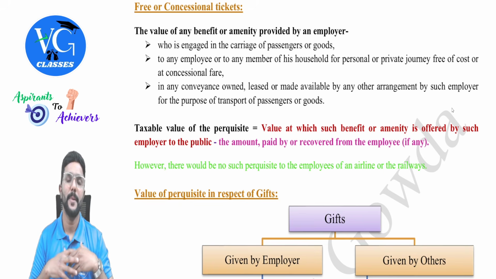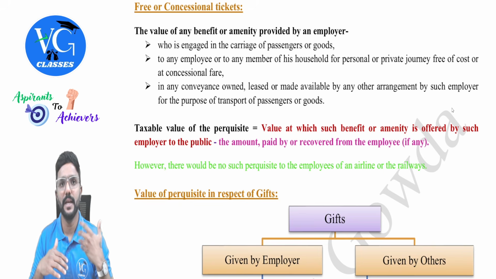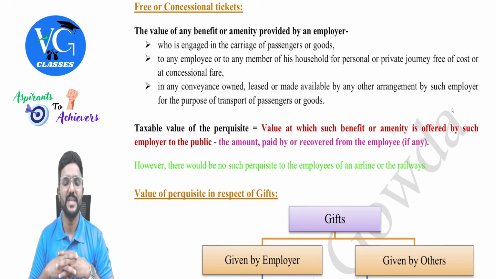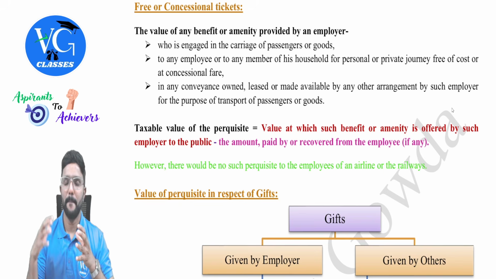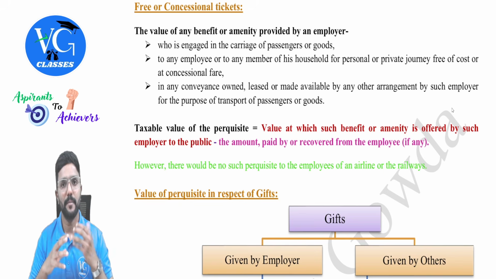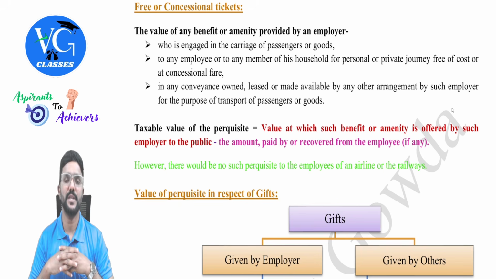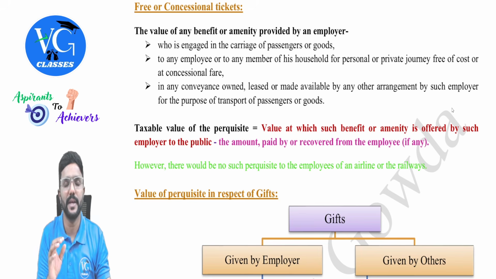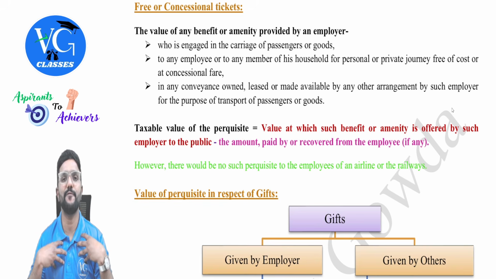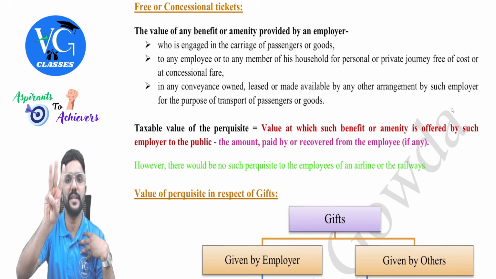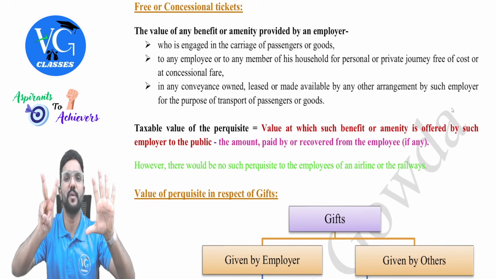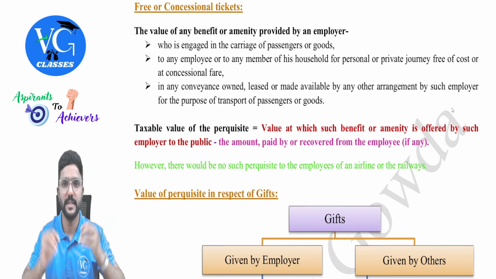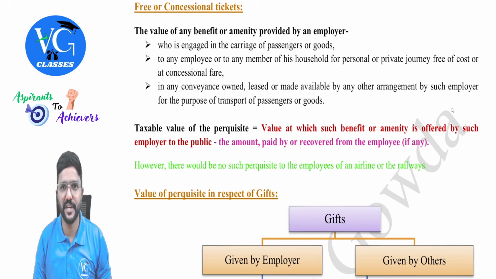Is that clear? For example, assume I am working in VRL Logistics, which is engaged in transportation of goods. And now I want to shift some of my goods from Bangalore to Hyderabad, and my employer provided me free transportation service. If the same service was provided to outsiders or the general public, they would have charged 10,000. In that case, 10,000 will be taxable for me as perquisite. What if I have paid 3,000 to my employer? Then only 7,000 would be taxable. Got it? Same way with respect to passenger transportation, guys.